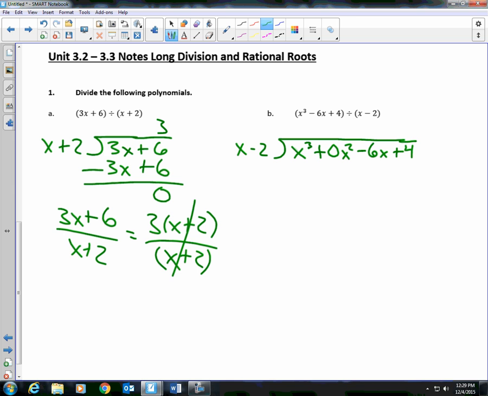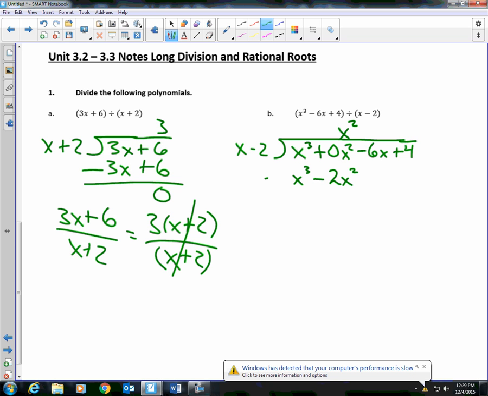Question is, what do you multiply x by to get x to the third? X squared. And I put it above the x squared. So x squared times x is x cubed minus 2x squared. And I subtract. 0x squared minus negative 2x squared, positive 2x squared, minus 6x. I bring down this term because I need a binomial.